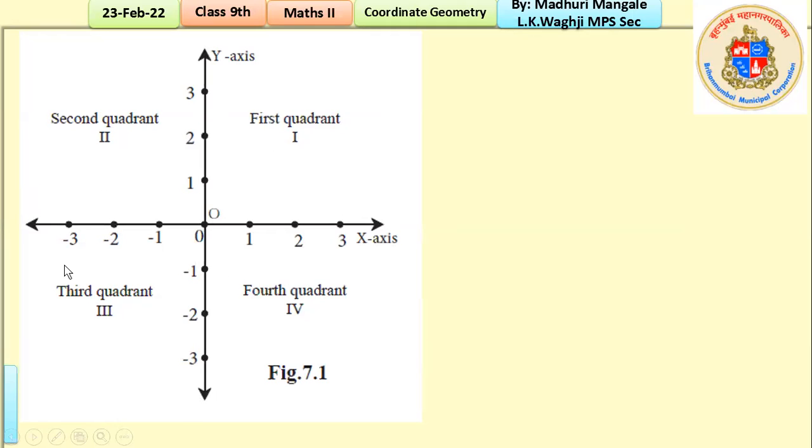And the entire plane is divided into 4 parts, and each part is called a quadrant. Okay, starting from here, this is the first quadrant, and the second quadrant, then that's the third quadrant, and lastly that's the fourth quadrant.